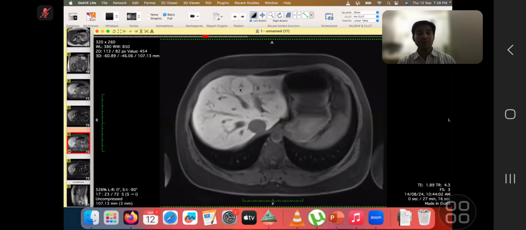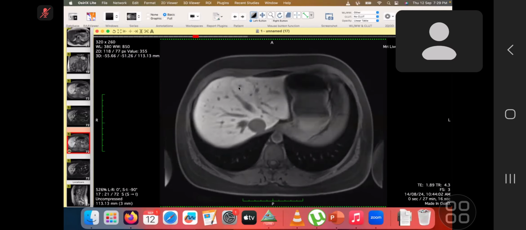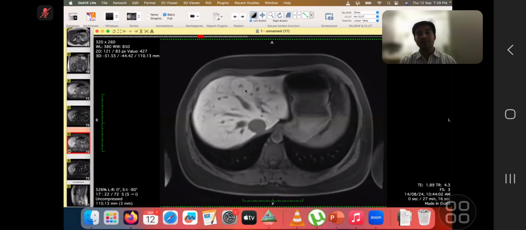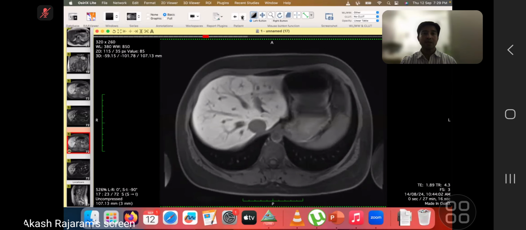But when you give a regular contrast, that is a normal gadolinium, the central scar will enhance in case of FNH. Okay. So when you see this, it is confirmatory. You don't have to do anything. No follow-up is required. You can tell them that this is confirmatory of an FNH and no follow-up is required. You don't have to follow it up in ultrasound.